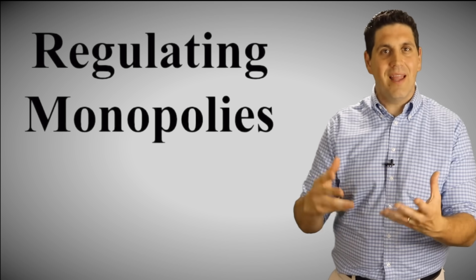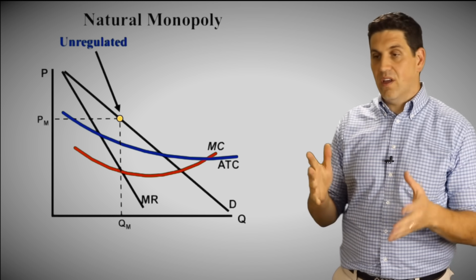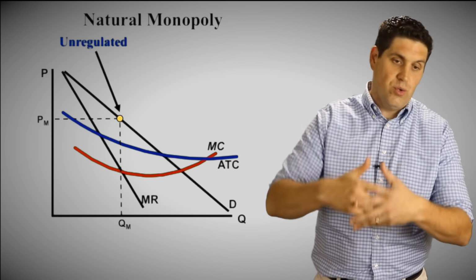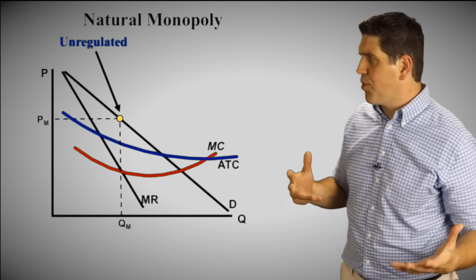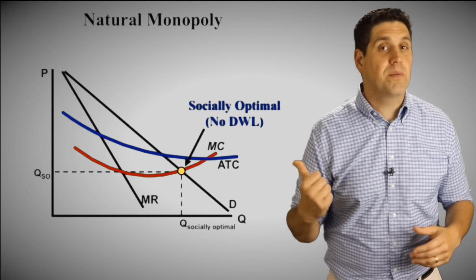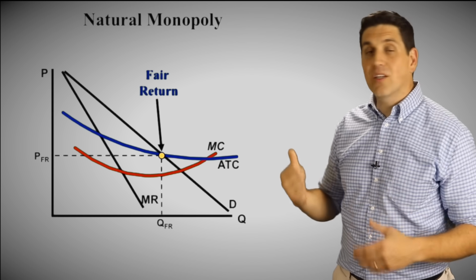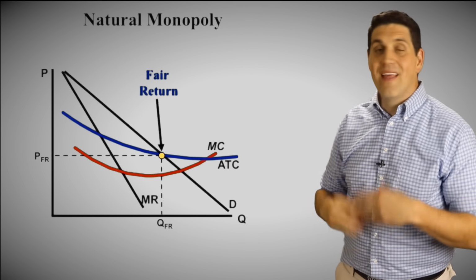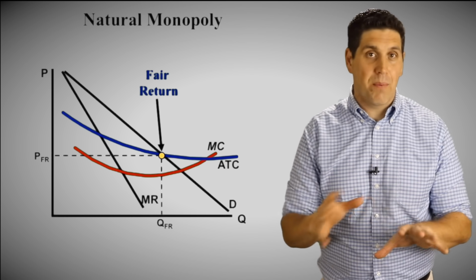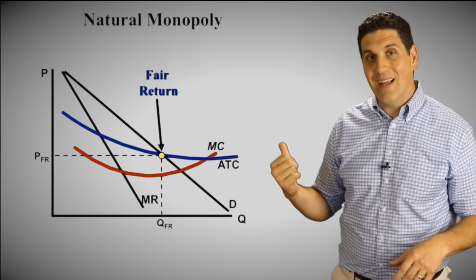The government can come in and regulate. This right here is unregulated. That's if the firm is left to its own devices. It will choose to produce where MR equals MC, maximize profit. Right here is the idea of socially optimal, where there'd be no deadweight loss. And right here is something called fair return. That's the idea that they're making no economic profit. They're breaking even right there where the price hits the ATC.